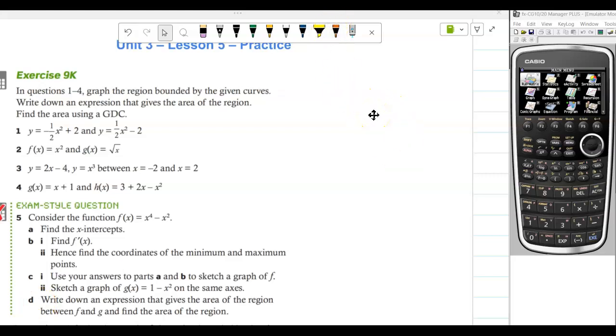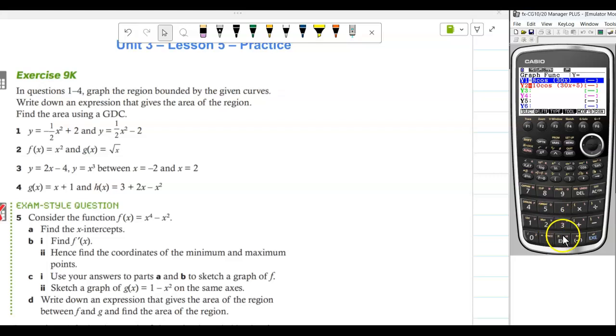Okay. So now what we are doing over here is you just graph it. Go to graph. Graph the two equations. So you did minus half, so 0.5 x square plus 2.